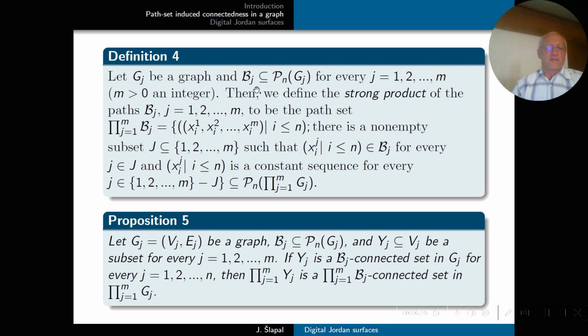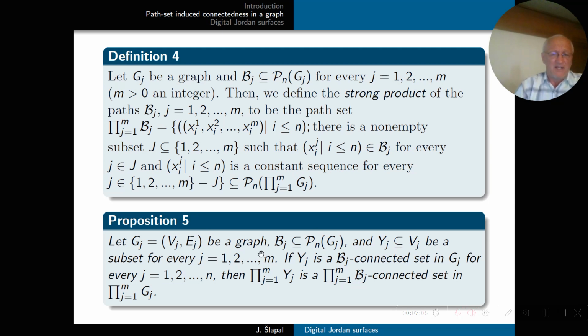a system of paths Bj, then we define the product of these paths in this way. Again, this path set consists not only of paths which are obtained when the corresponding coordinates are paths in individual graphs, but they may also be equal. So the philosophy of this definition is the same as the philosophy of the definition of the strong product of graphs. And why do we introduce this concept?